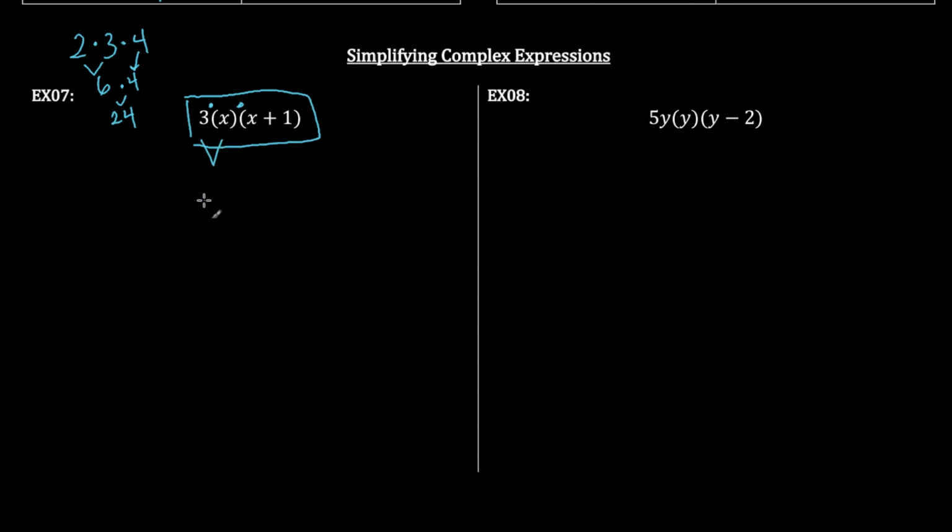3 times x is 3x. And then we're not done with this group. We still have to multiply again. So times x plus 1. So a positive times positive is a positive. 3x times x is 3x to the second power.